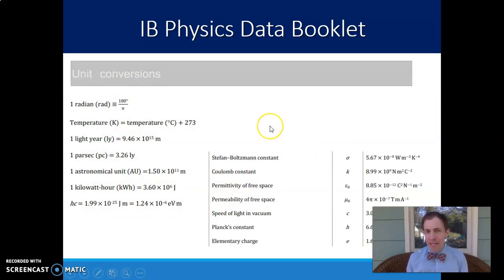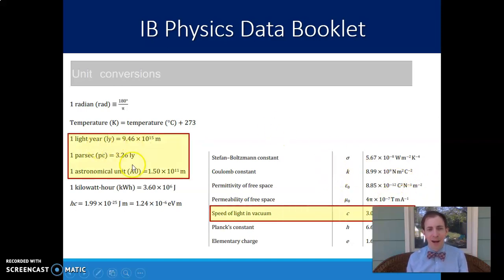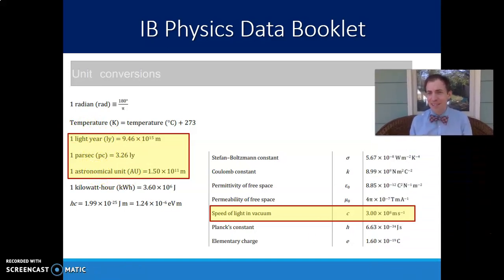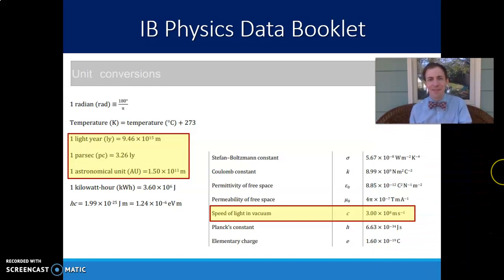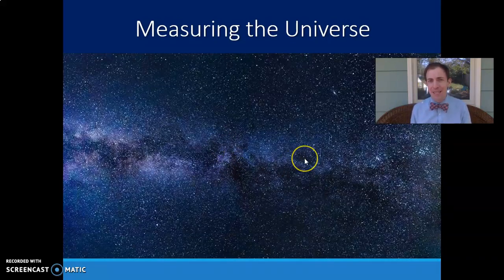We'll also find in our data booklet some constants that are really important. Anytime you're expected to solve any of these problems, these constants are part of it. So we see light year, parsec, and astronomical units. Really, these are just conversions. Just like you would convert inches to centimeters, you can convert light years into meters, and vice versa. We've also used the speed of light in a vacuum as part of this. That was actually part of our derivation of light year, to figure out how far away that actually is.